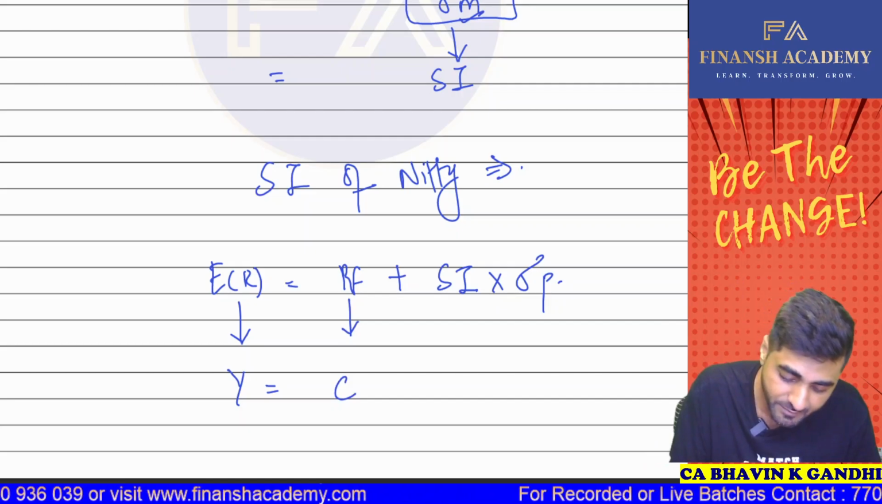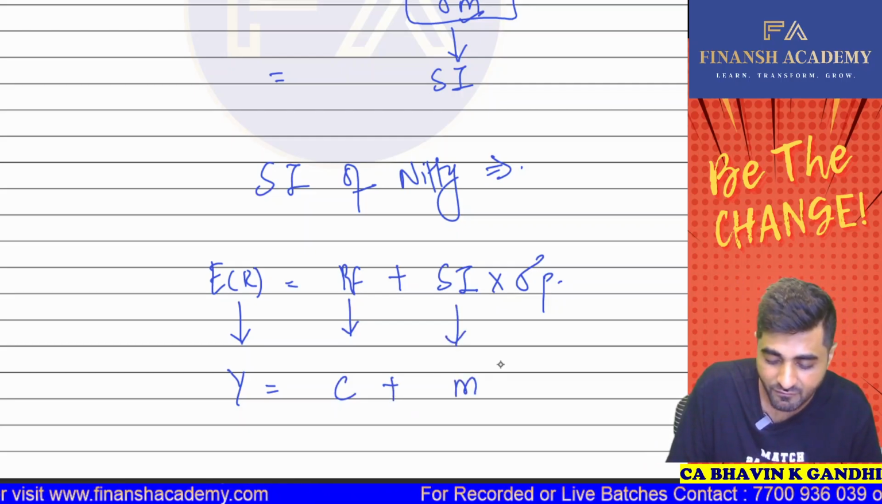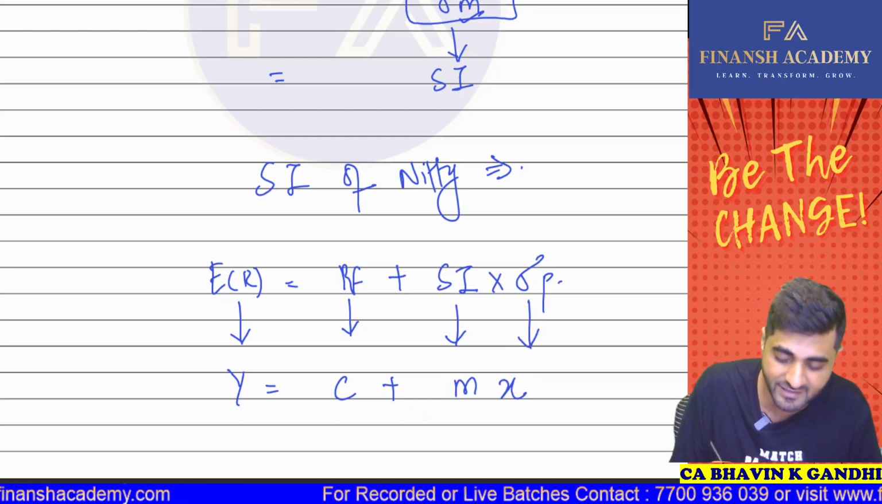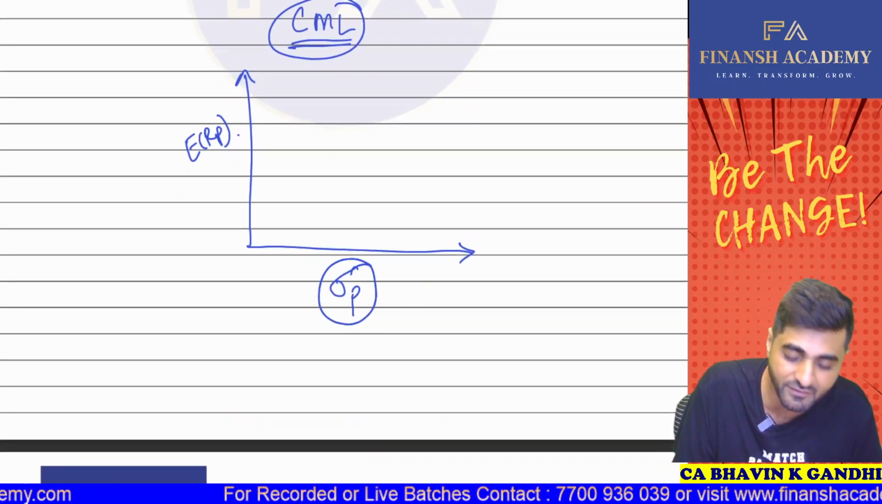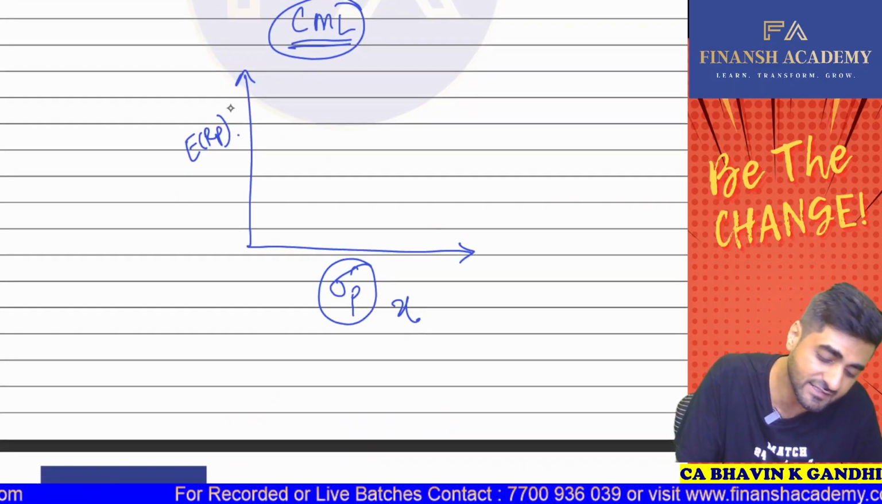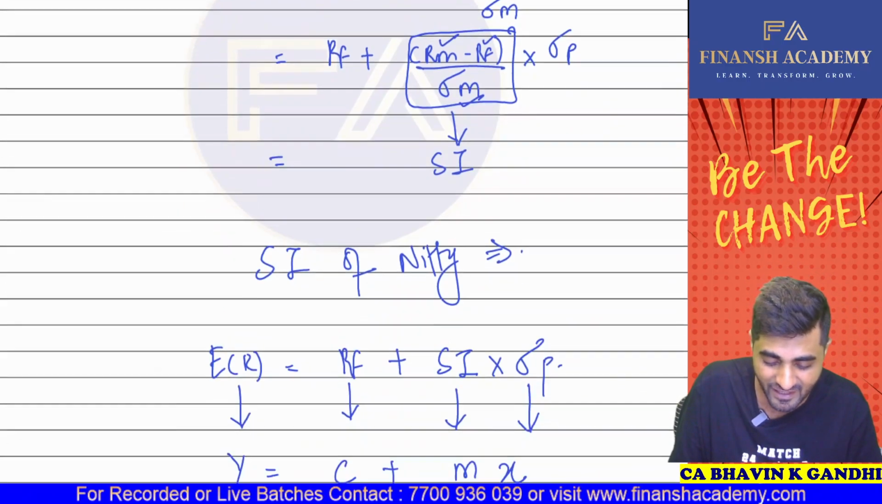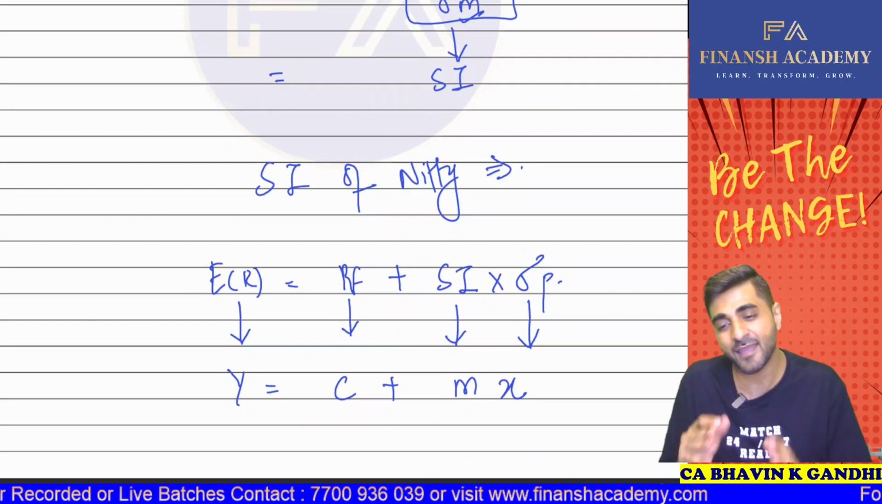So that is going to be your c. Your Sharpe's index can be written as m, which is the slope, and your standard deviation of the portfolio can be written as x. Because as I told you, we are creating a graph in which the standard deviation of the portfolio comes on the x-axis and the return comes on the y-axis. So we can present it like this: y is equal to c plus mx.